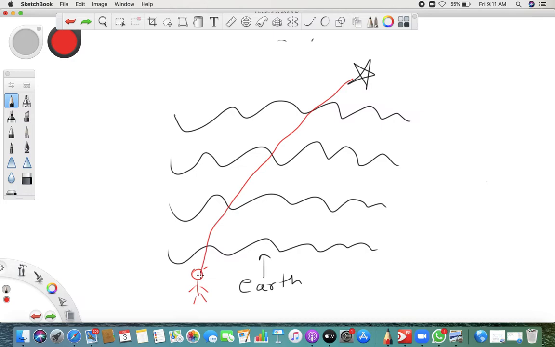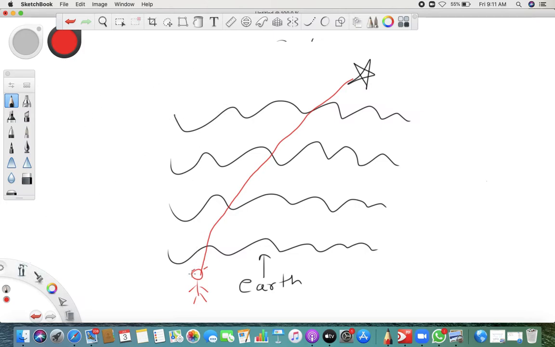It will not come straight. The light keeps on bending. Why bending? Because of atmospheric refraction. The density of air changes at every few kilometers of layer. The air near the earth is hotter, so it is less dense, and the air above it is more dense.